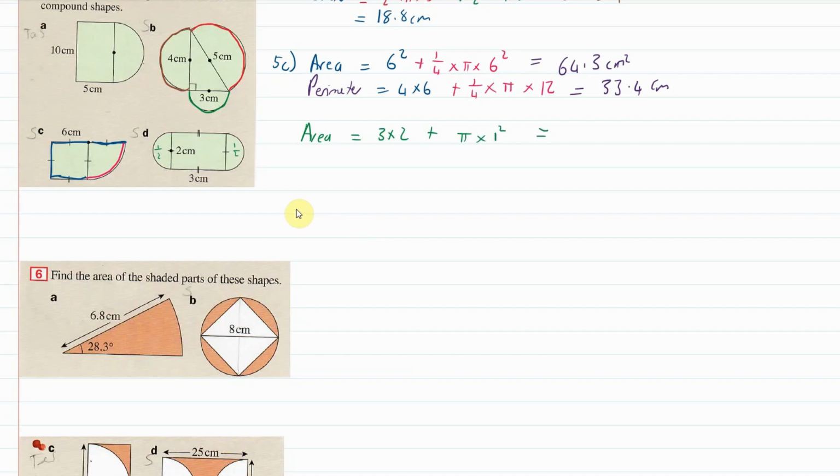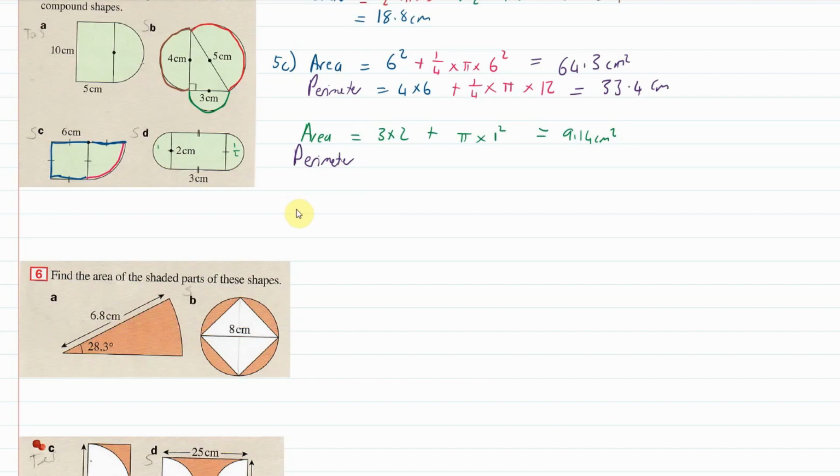So what does that give us? 6 plus pi, 9.14 centimeters squared. Now the perimeter, what does this give us?